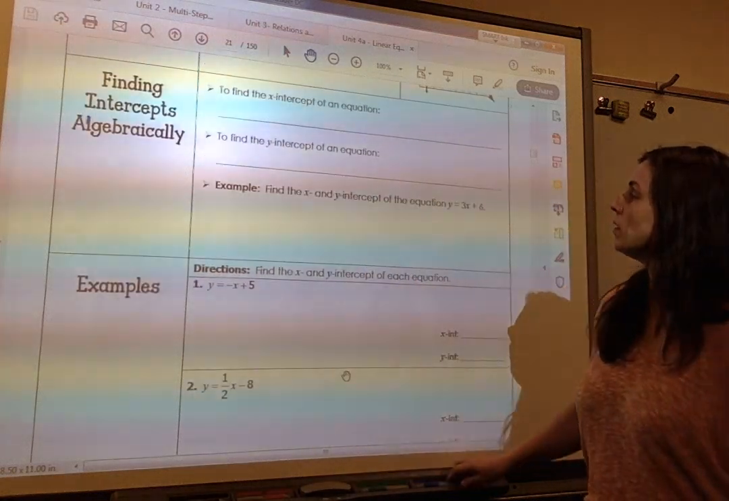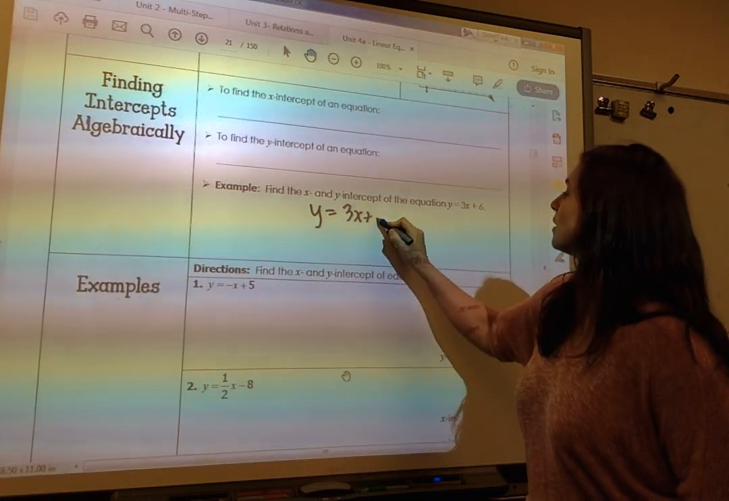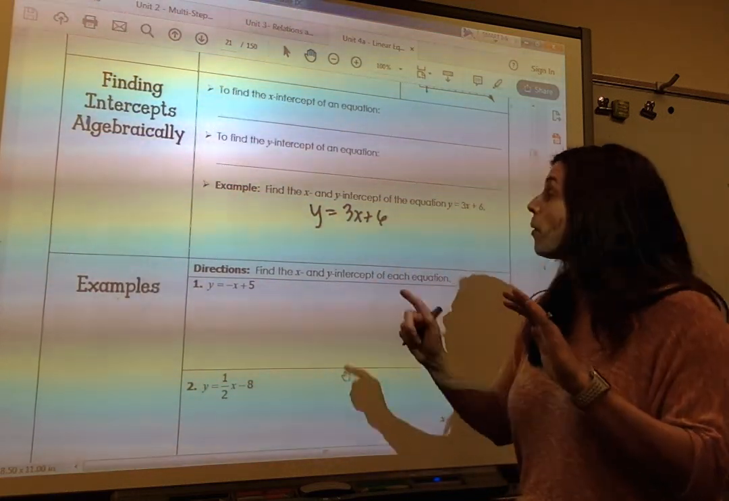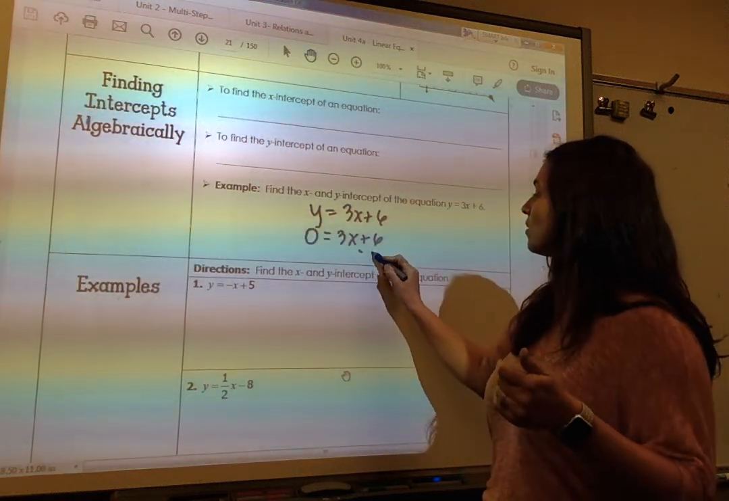All right, so let's look at an example. My example is to find the x and y intercept of y equals 3x plus 6. So if I want to find the x-intercept, remember my y value is 0. So now I can solve for x.